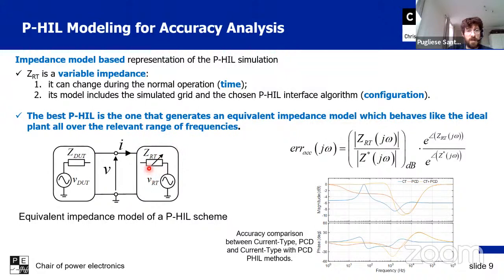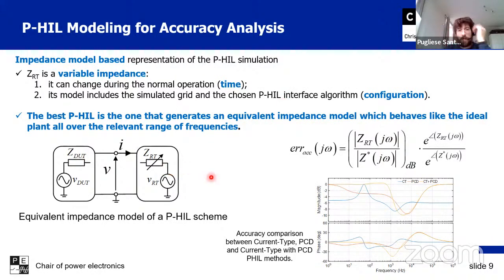So this Z_RT, which can be my plant, as we see here, is represented with an arrow. It means that it can change during normal operation, because the grid can be reconfigured. So this Z_RT could be the equivalent impedance of the grid seen by the converter at the point of common coupling, and I should be able to represent it correctly. It's a variable impedance because it changes based on the configuration of the grid, but also because it changes based on the interface algorithm that I'm using.